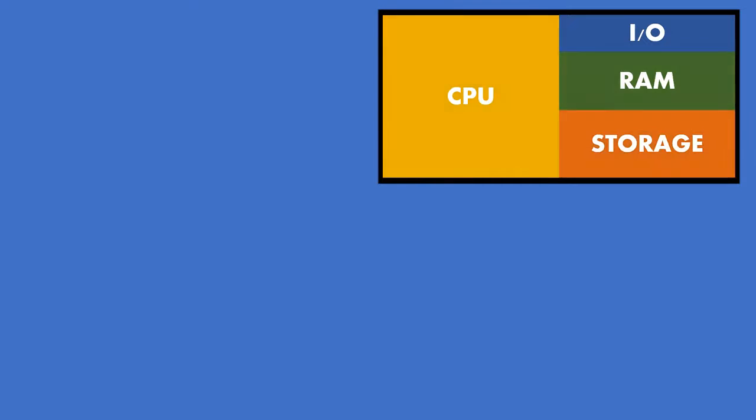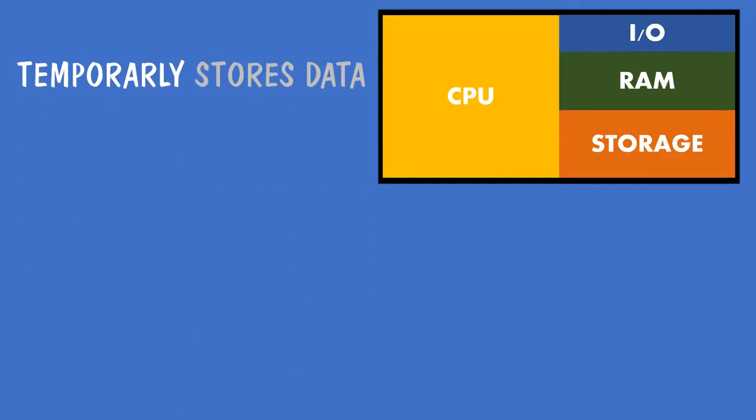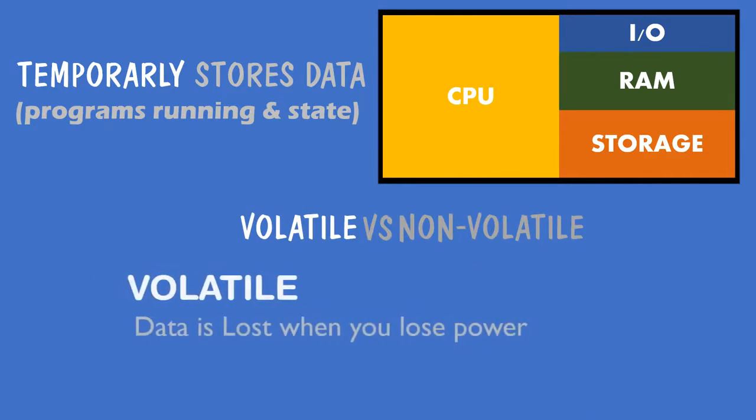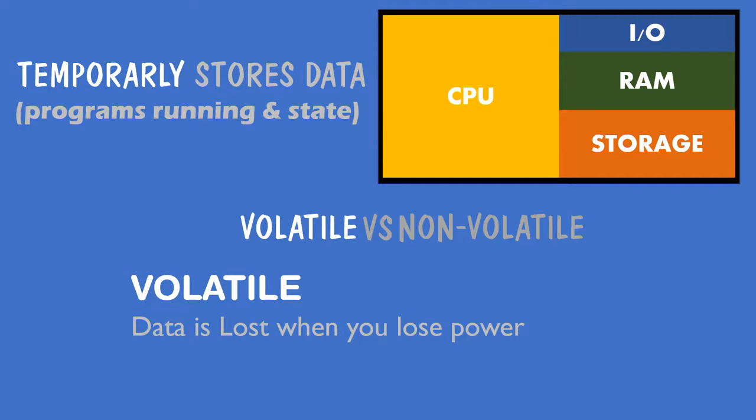Now then, let's decide which one of these components we're going to explain next, and it's going to be the RAM. So, the RAM stores temporary data that the computer needs while it runs. For example, all of the programs you have running, and what state they're in, are stored in the RAM. This is different from those secondary storage devices that you have which store data permanently. The technical terms for this are volatile and non-volatile. Volatile means that the data is lost when it loses power, which is what the RAM is. And the non-volatile, well, means the opposite.